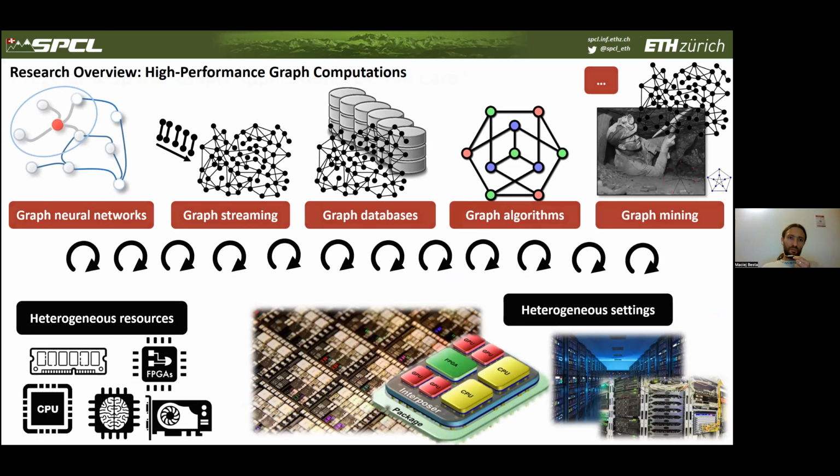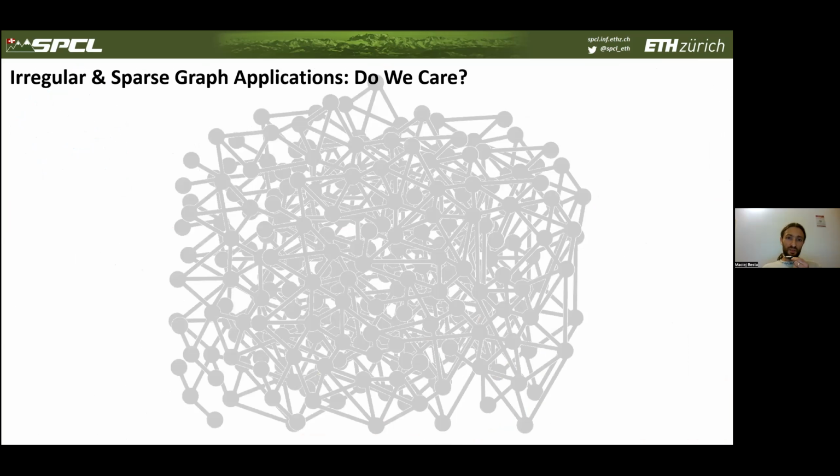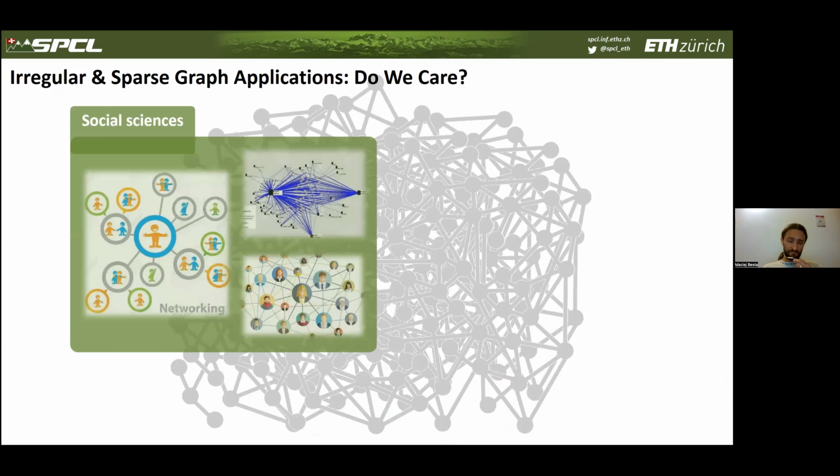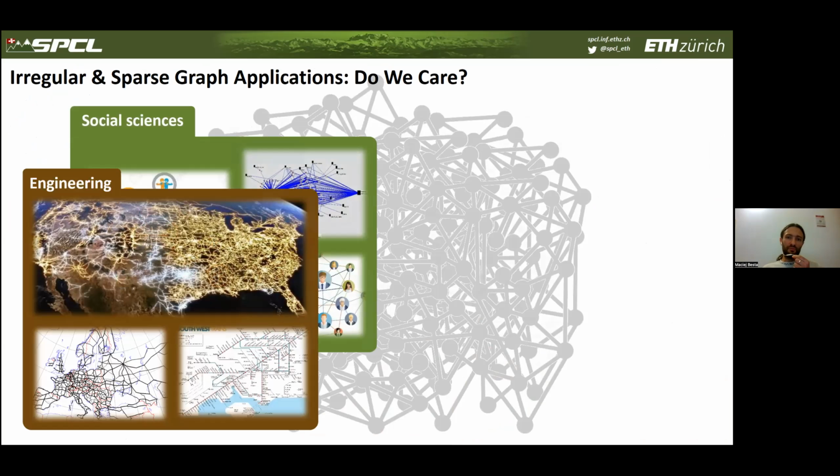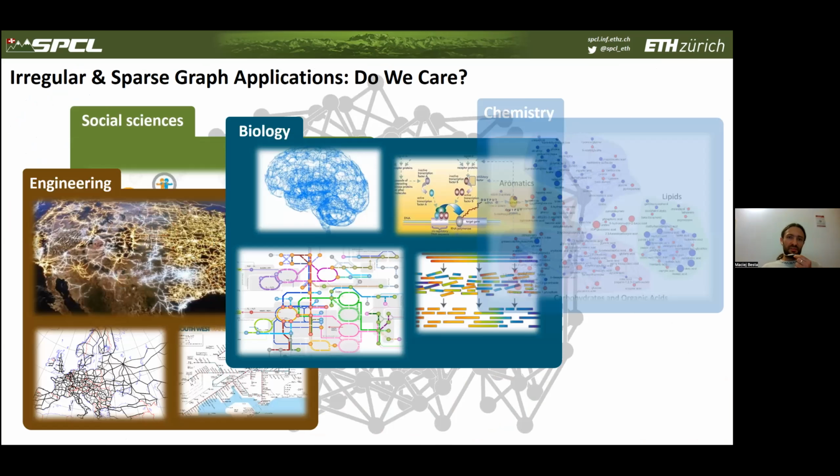Before we start with graph databases, let's take a look at graphs in the first place. I don't think I have to convince people in the room that this is something very important, but let's go through it very briefly. We all know that we use graphs in social sciences, in engineering, biology, chemistry, and a plethora of other domains, which makes them something that we really care about.